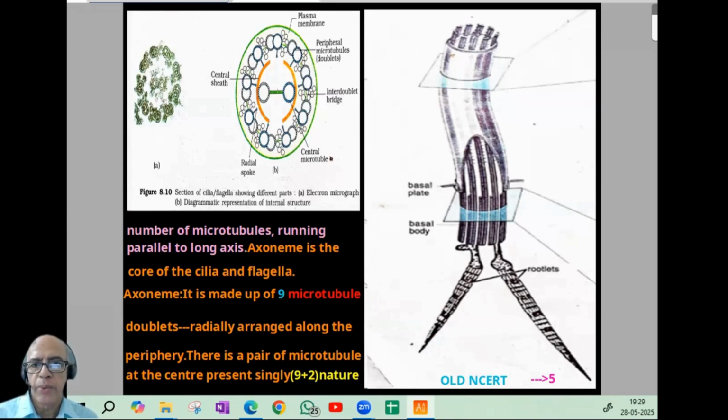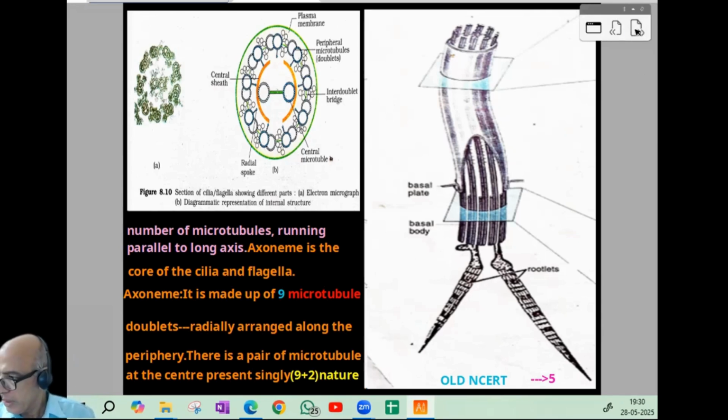So we can continue. The axoneme has a number of microtubules running parallel to the long axis. Axoneme is the core of cilia and flagella. Axoneme is made up of 9 microtubule doublets, radially arranged along the periphery; diagram we can find. Along with the periphery, there is a pair of microtubules at the center. It is present singly here. A pair is there but existing singly. So total 9 doublets plus 2, that way. I think the idea is clear, the diagram is clear.